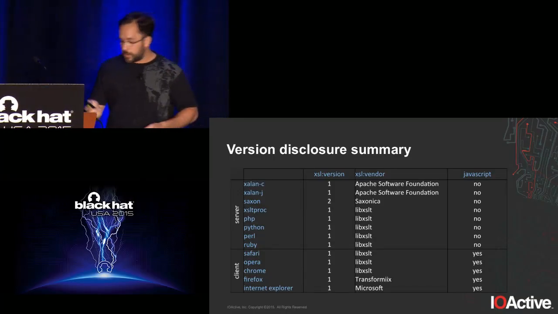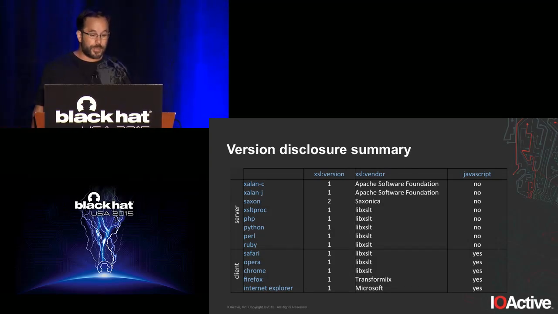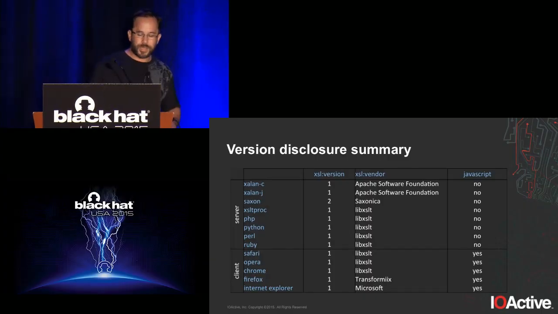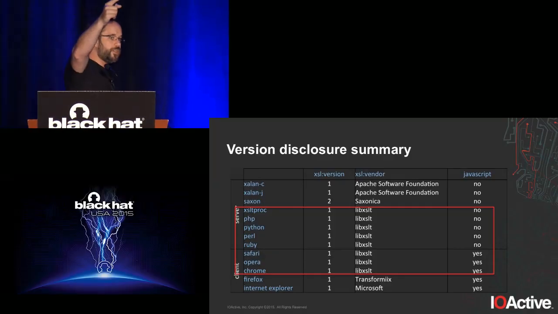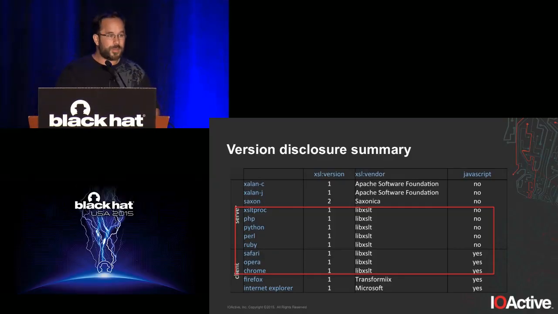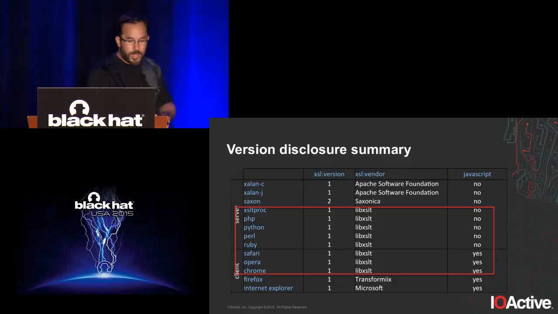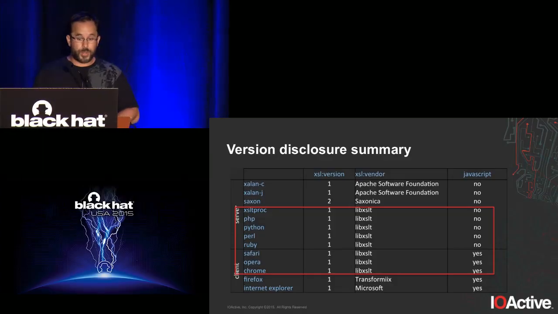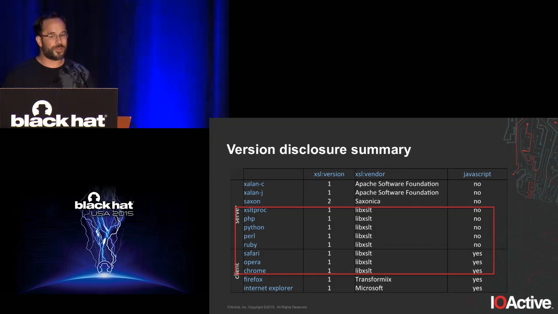And the vendor, well, the first two are related to Apache. The third one, Saxon, is from Saxonica. And then you will notice there is a bunch of libxslt that range from the server-side implementation to the client-side implementation. This is because the library is being used by both sides of the different pieces of software. That being said, the implementations do not always behave in the very same way.